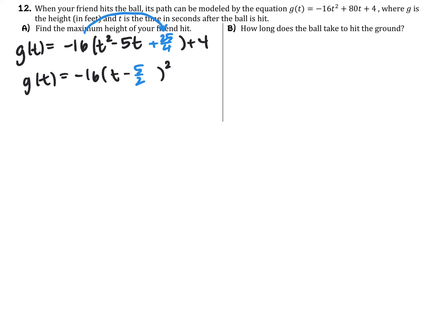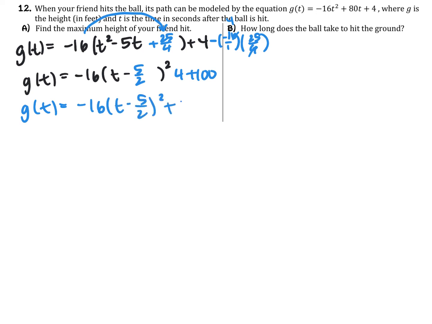So that's going to give us negative 16 times 25 over 4. So I'm actually going to write that. So we're subtracting negative 16 over 1 times 25 over 4. And the good news is 16 and 4 are divisible by 4. So this is actually just going to become 4 plus 100. That's not so bad. So g of t is going to be negative 16 times (t minus 5 over 2) squared plus 104. So the maximum height is the y value of that vertex. The maximum height is going to be 104 feet.